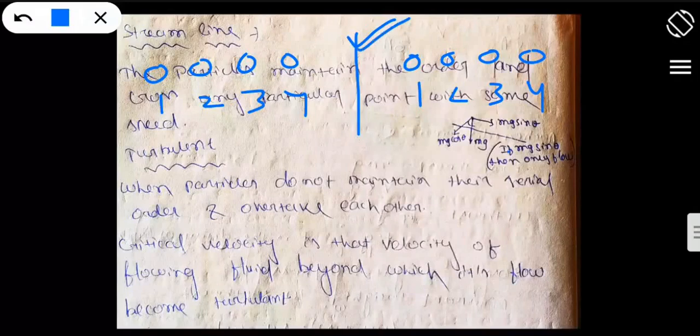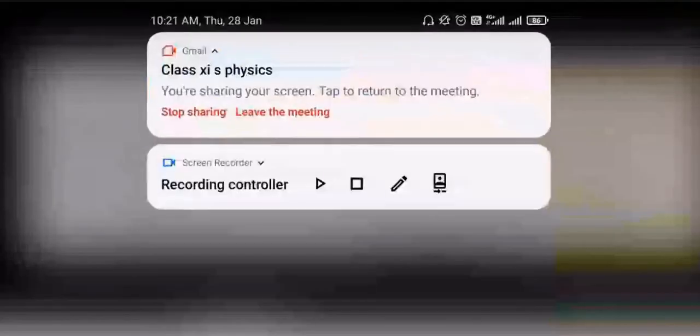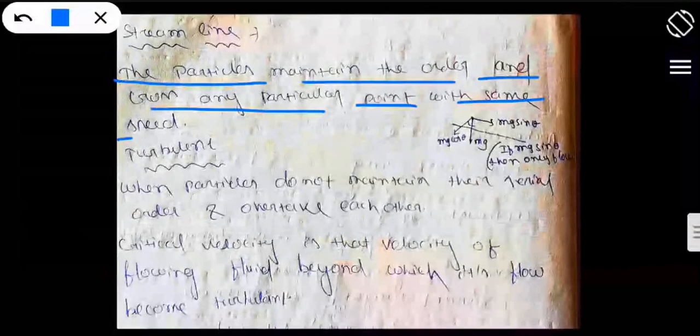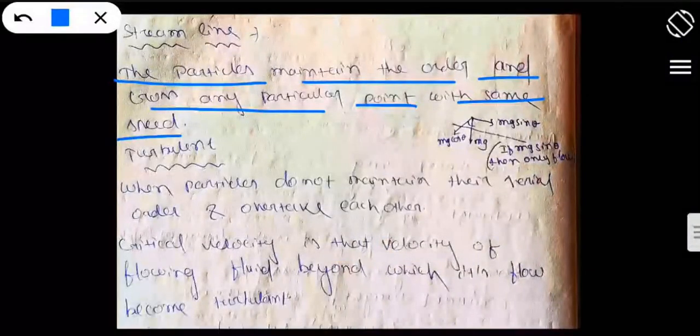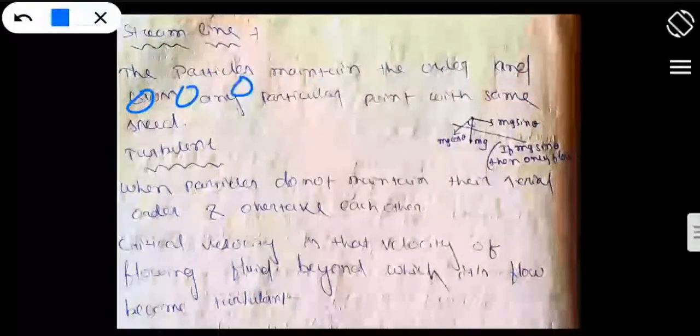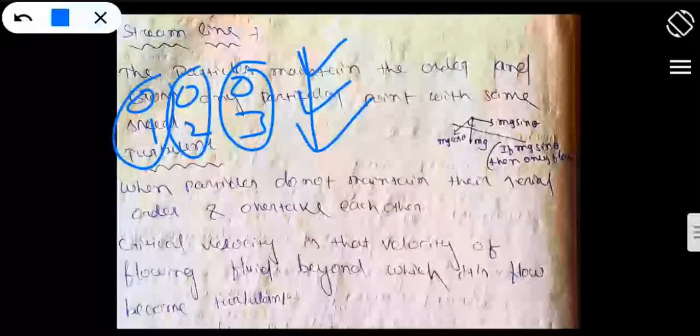They are crossing a particular destination at the same interval of time, maintaining their same serial order. Then that kind of flow is known as the streamline flow. So let's see in detail what that is. The particles maintain the order and cross any particular point with the same speed. Then that is known as the streamline flow. Suppose 1, 2, 3 are there, so 3 will cross this point with the same speed, 2 will cross with the same speed, and 1 will also cross with the same speed.